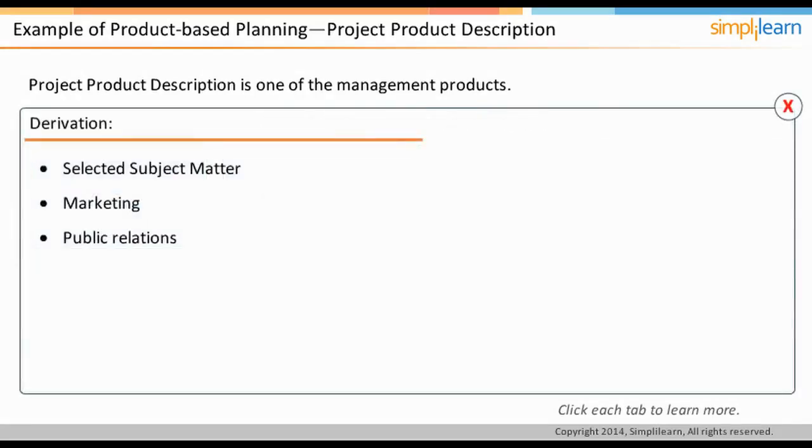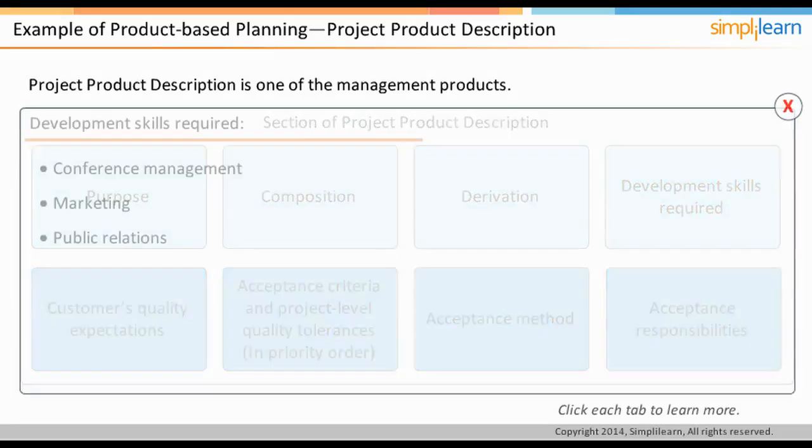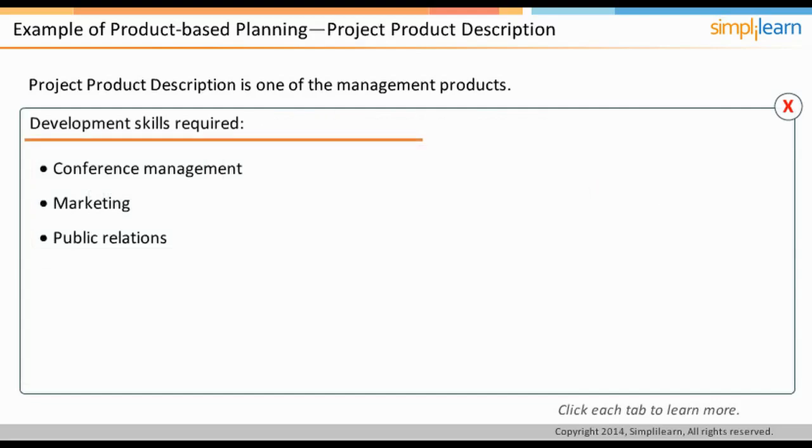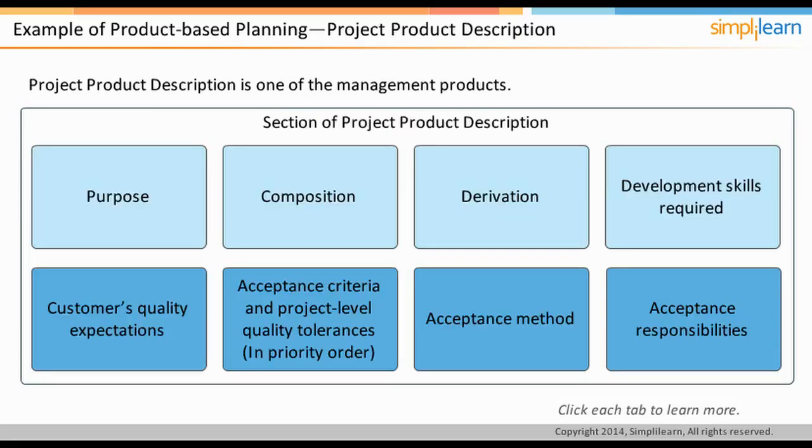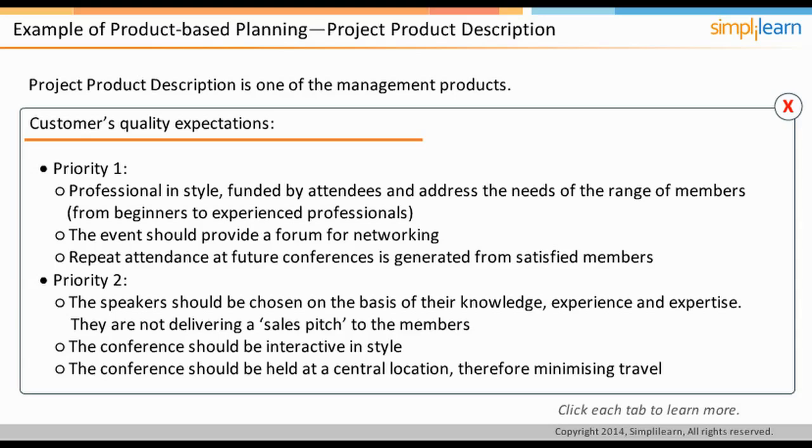The sub-products from which this product is derived is defined as derivation. In this example, the derivation section includes selected subject matter, marketing, and public relations. The development skills required are conference management, marketing, and public relations. The customer quality expectations are one of the most important sections because it impacts every part of the product development and so the time and cost.